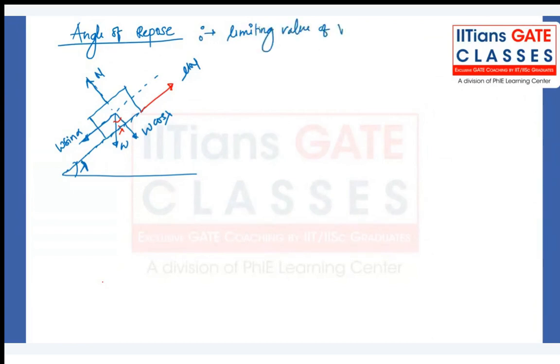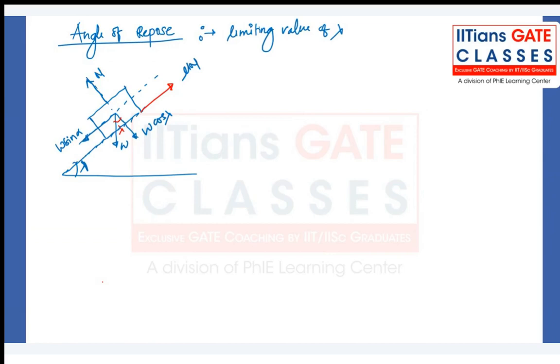Are you following it till this? So the angle of inclination here is lambda, and as you go on increasing lambda, there will be a certain limiting value at which the body will just start sliding down on this plane. This limiting angle lambda is known as the angle of repose. If the angle of inclination is less than lambda, the body is in static equilibrium. But if the angle is more than lambda, then the body will slide down. Try to understand.